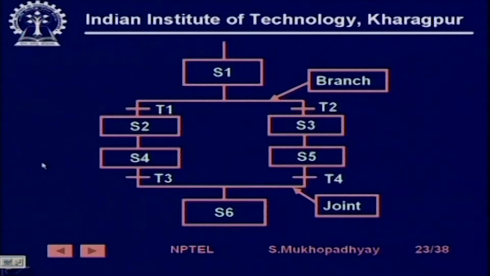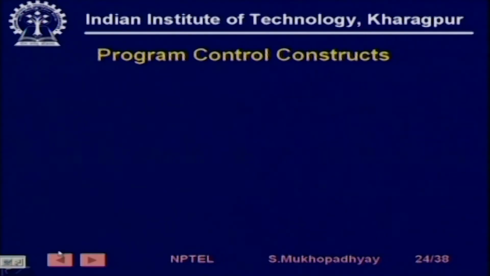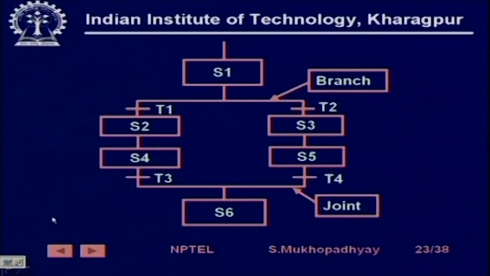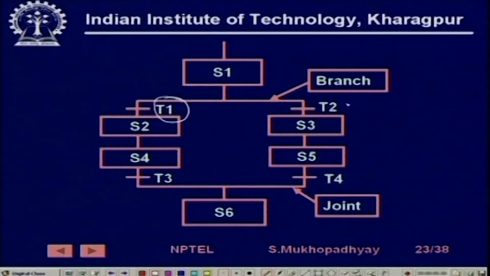For example, you can describe several kinds of programming constructs. For example, this is a case where, while the system is at S1, T1 and T2 are active. So, any one of them can become true, and if T1 is true, the next active state will be S2. If T2 is true, the next active state will be S3.